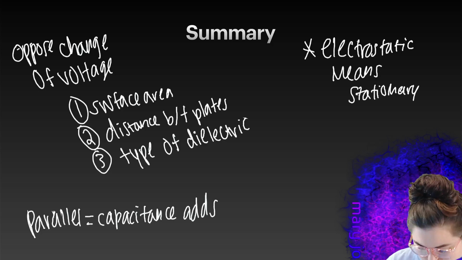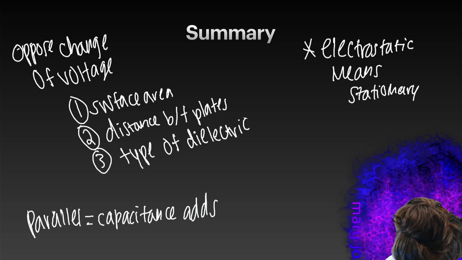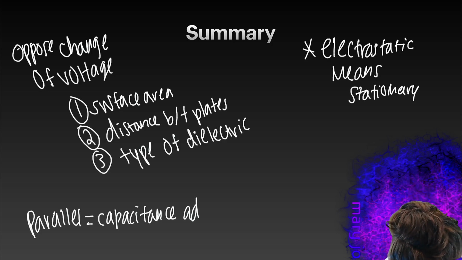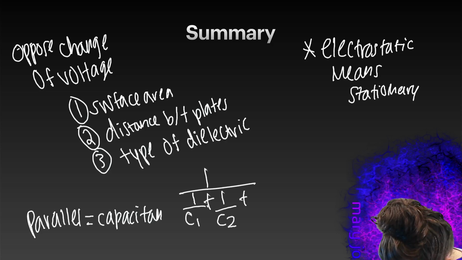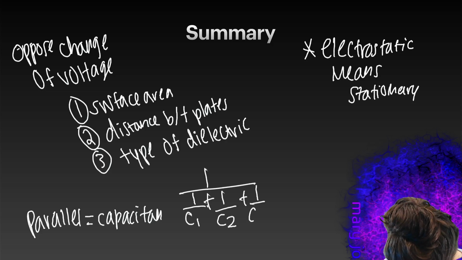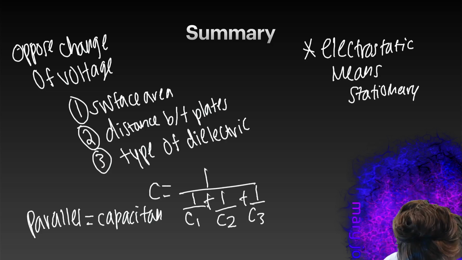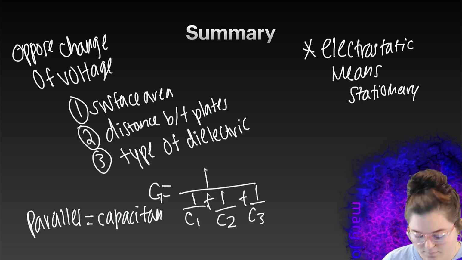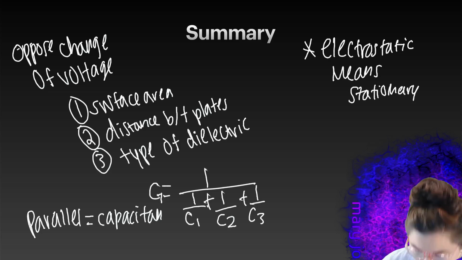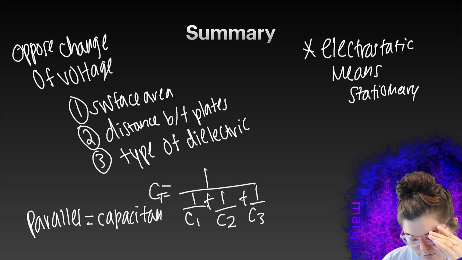Just like when we're using resistors, you would do the reciprocal. So let's say we've got 1 over capacitance 1 plus 1 over capacitance 2 plus 1 over capacitance 3. So your total capacitance is going to equal the reciprocal of the sum of the reciprocals of each capacitor. So just like how when we find resistance, you're going to use the reciprocal method.